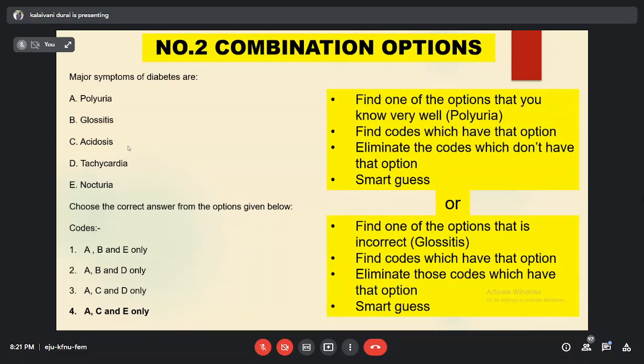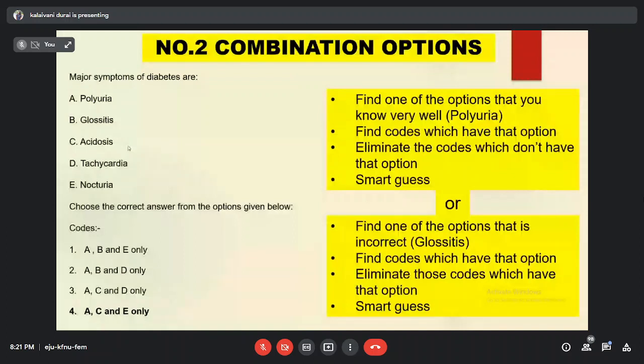So maybe glossitis is not a correct answer. That should come. Okay, so let us see. Glossitis is a B option. Let's see in which and all codes I can see glossitis. First code में है, second code में glossitis mentioned है. So इसका obviously what it means that code 1 is also wrong, code 2 is also wrong. Now in my hand I have only 2. Third option है, third code है और fourth code है. Between these two, only one is correct.